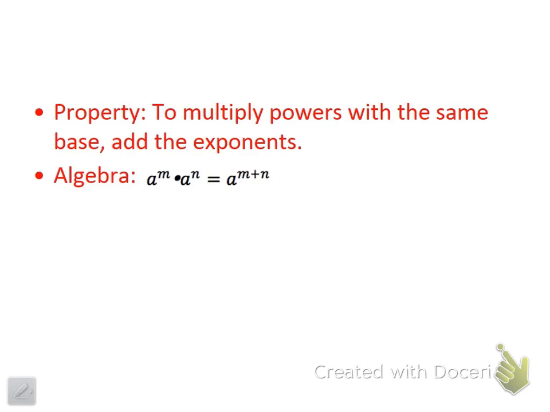When we multiply powers with the same base, we add their exponents. So again, my base in this is going to be a, my exponents are going to be m and n.